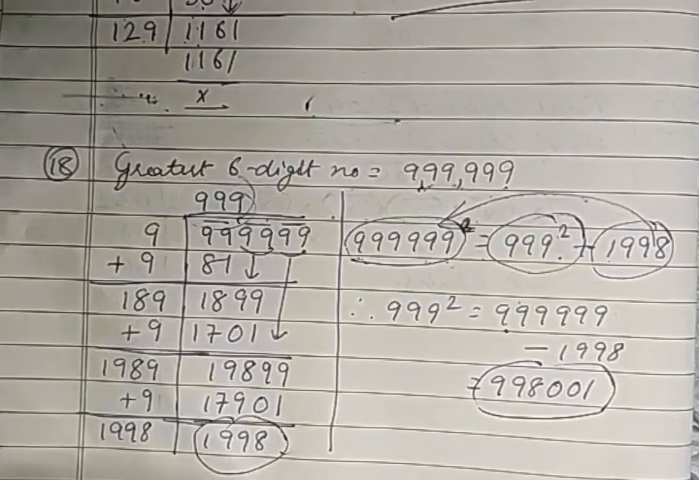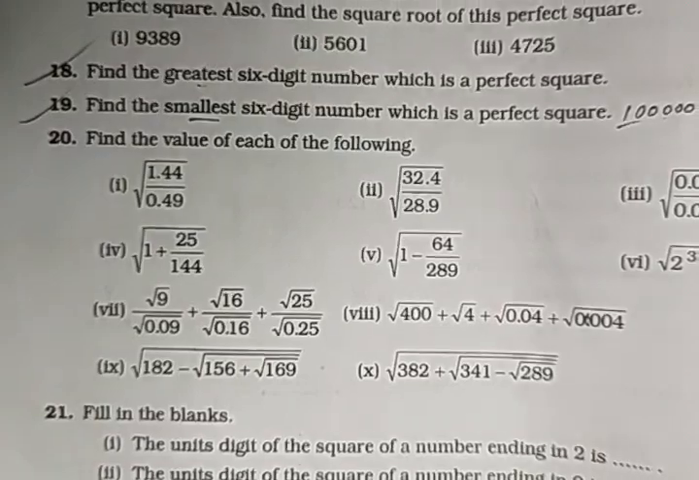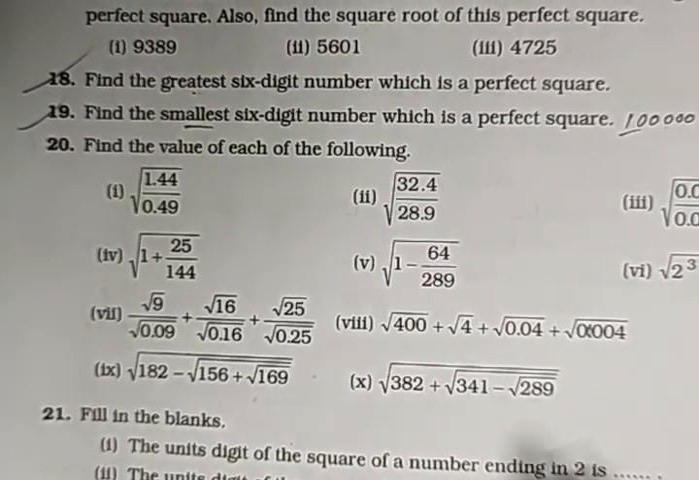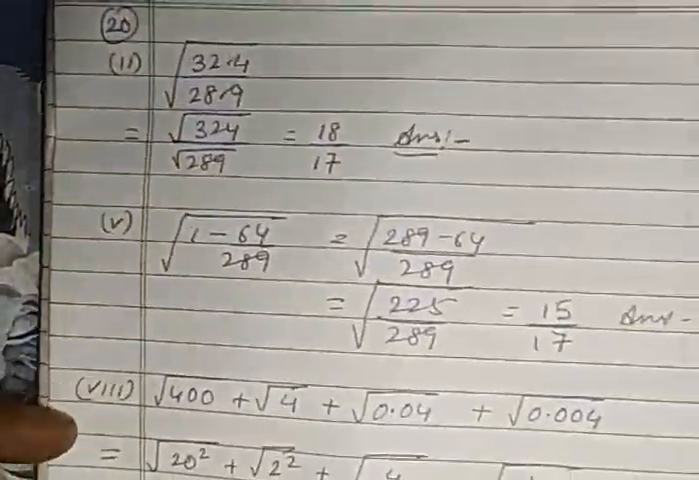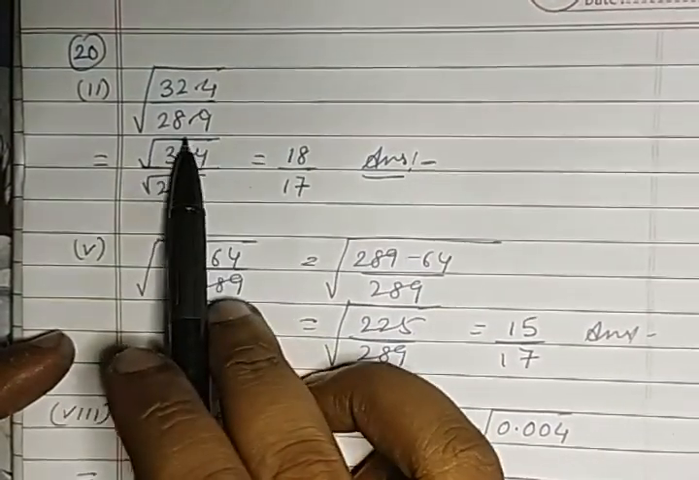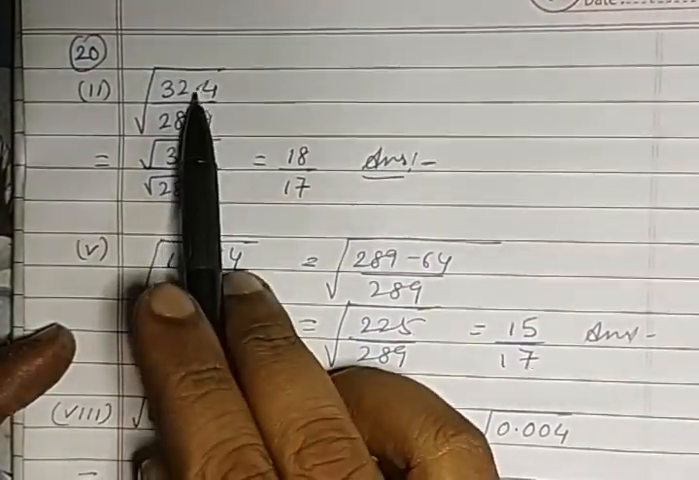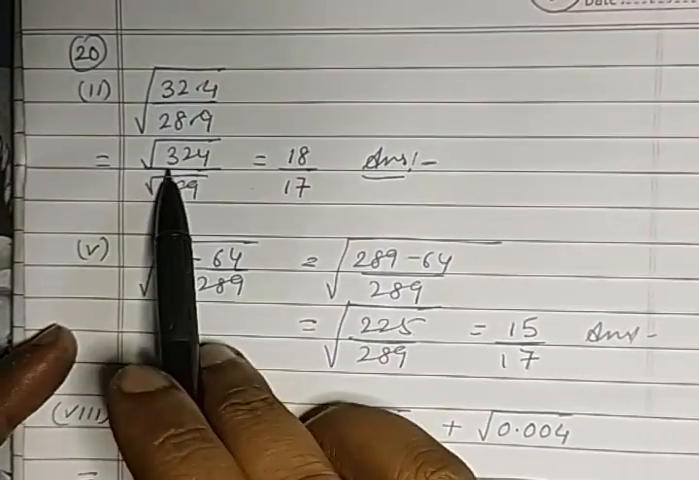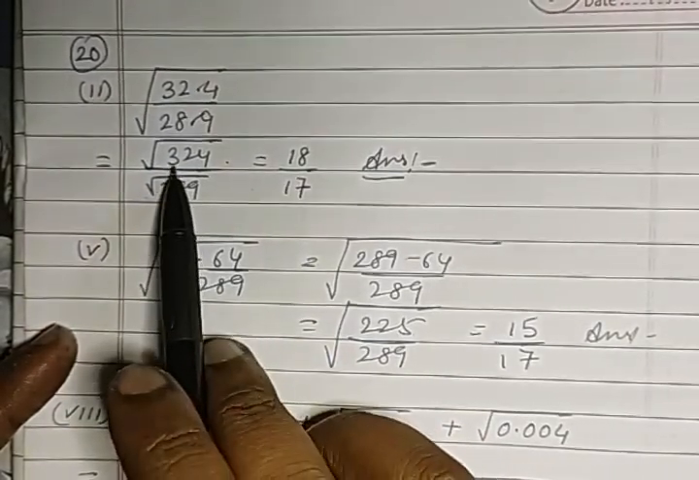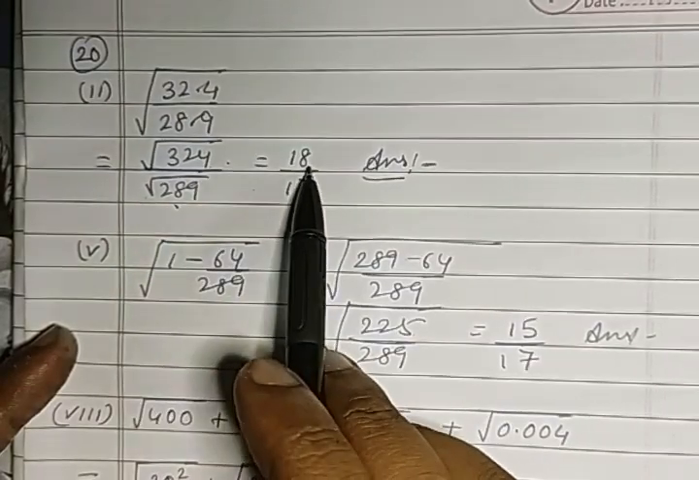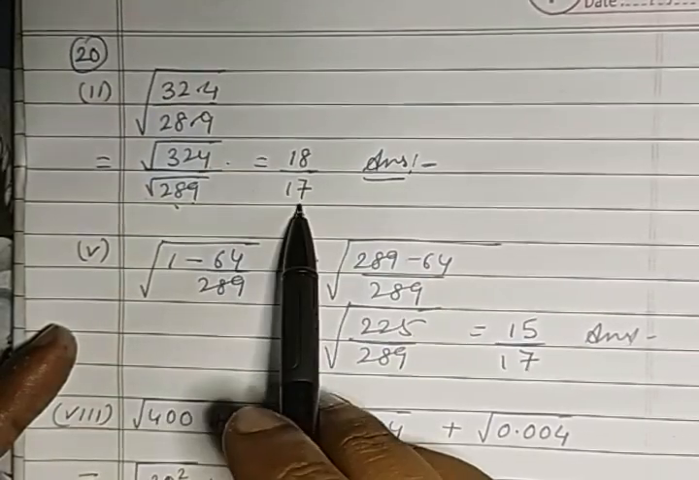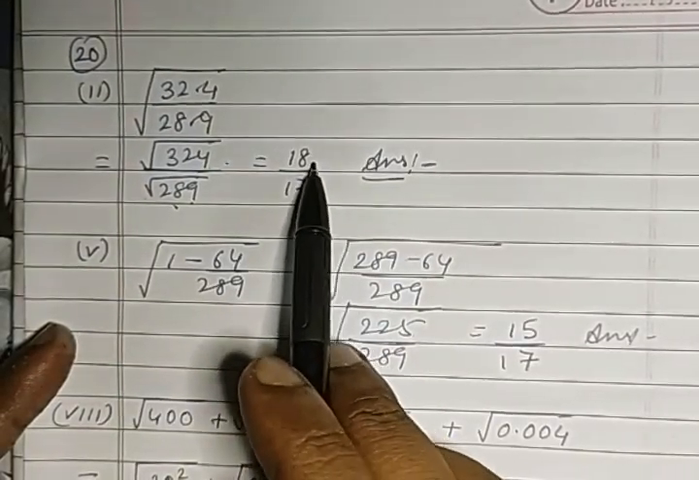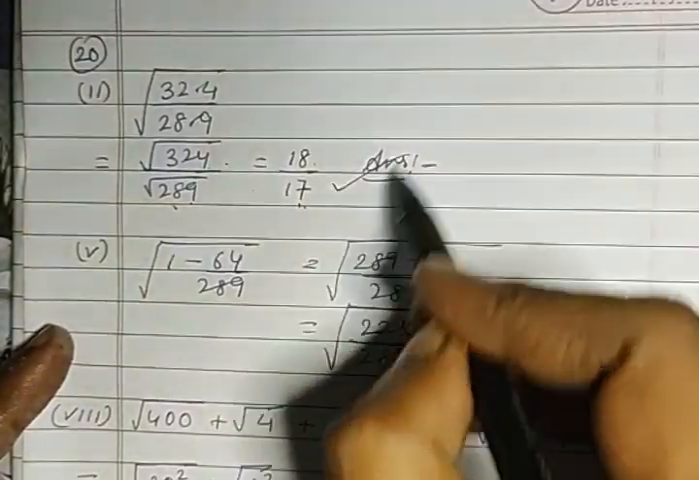Then let us see some of the questions from question number 20. Bit number 2 I have done, let me show you. As you can see over here, 32.4 divided by 28.9. If we remove the points, what do we get? Root over 324 and root over 289. 324 is the square of 18, so I have written 18 outside the root, and 289 is the square of 17, so I have written 17 outside the root. So the ultimate answer I am getting is 18 by 17.